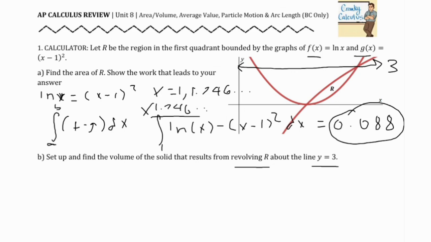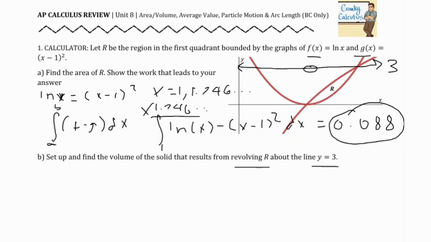When we have revolutions of solids, we think of two things, disks and washers. A disk is when the entirety of this region touches the line, and a washer is when part of that region does not touch the line. In this case, a majority of region R doesn't touch this line, so we know that this is a washer question.